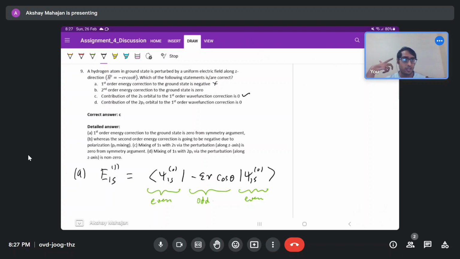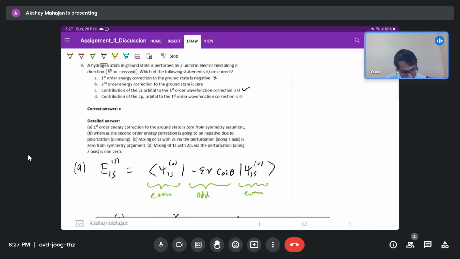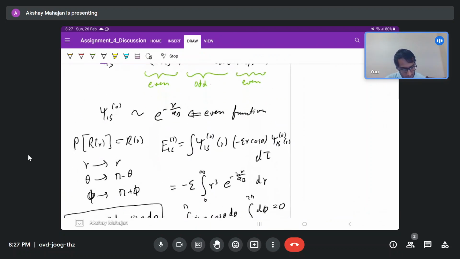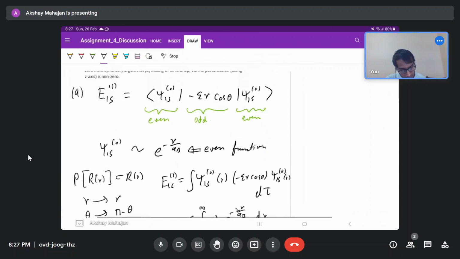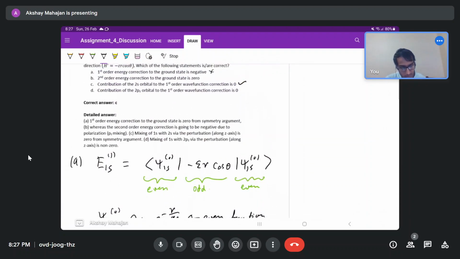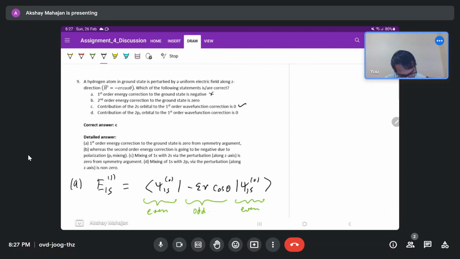And again, if you remember the formula, there will be H cap prime between psi 1s and psi 2s. So again, in that case also we will get a 0 value because of a similar kind of integration. Similar kind of terms will come, because the sin theta cos theta integral term will come. So that will make it 0. So that's why C is correct. And again, you can check that D is wrong. It will be non-zero.